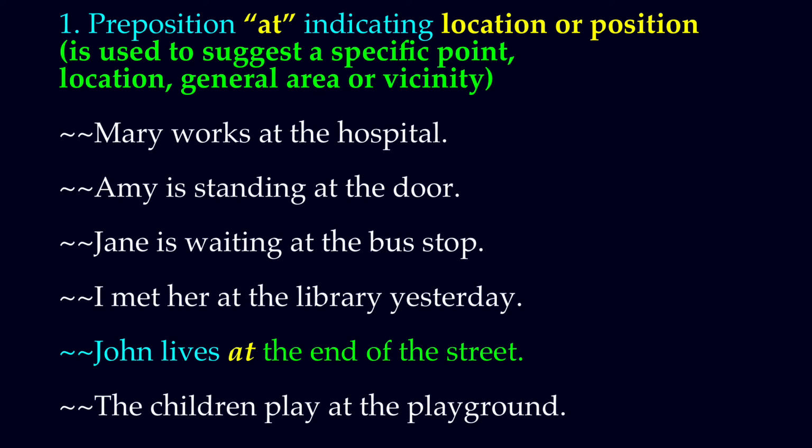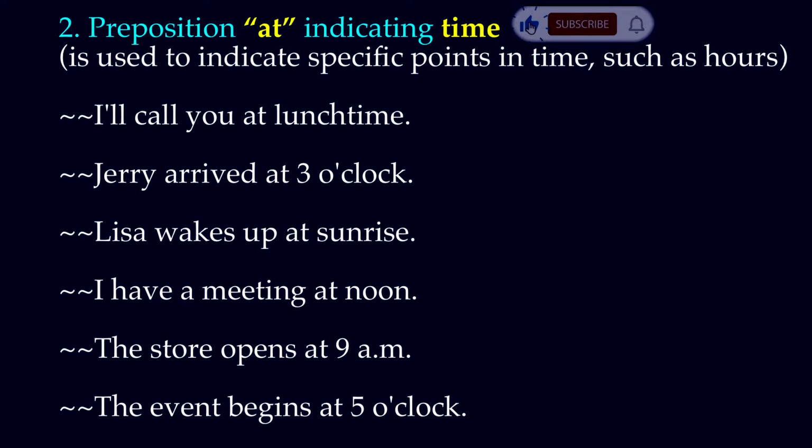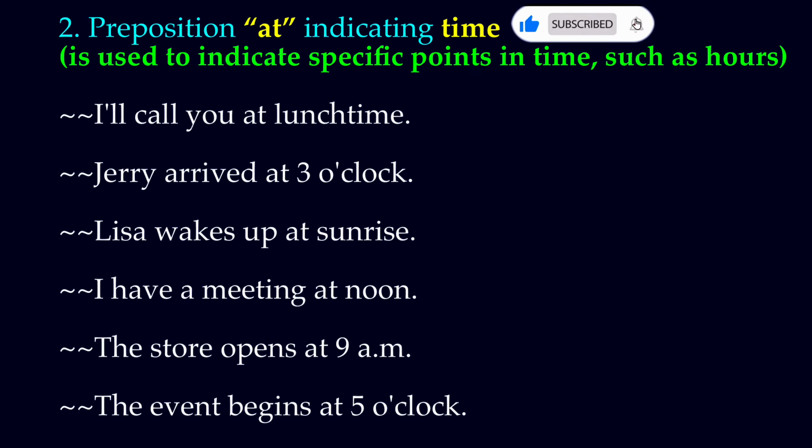Jean lives at the end of the street. The children play at the playground. 2. Preposition at indicating time is used to indicate specific points in time, such as hours.